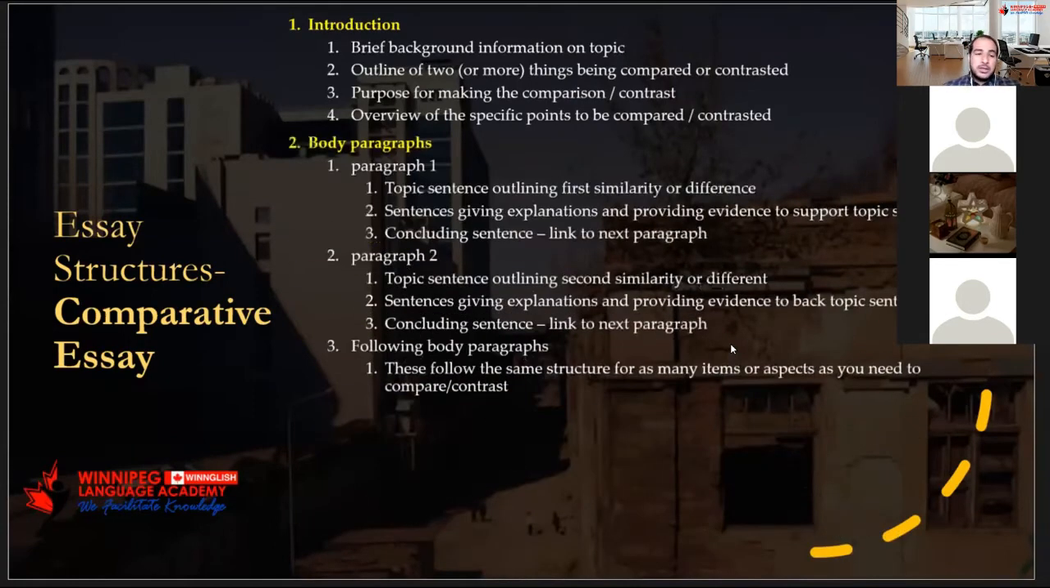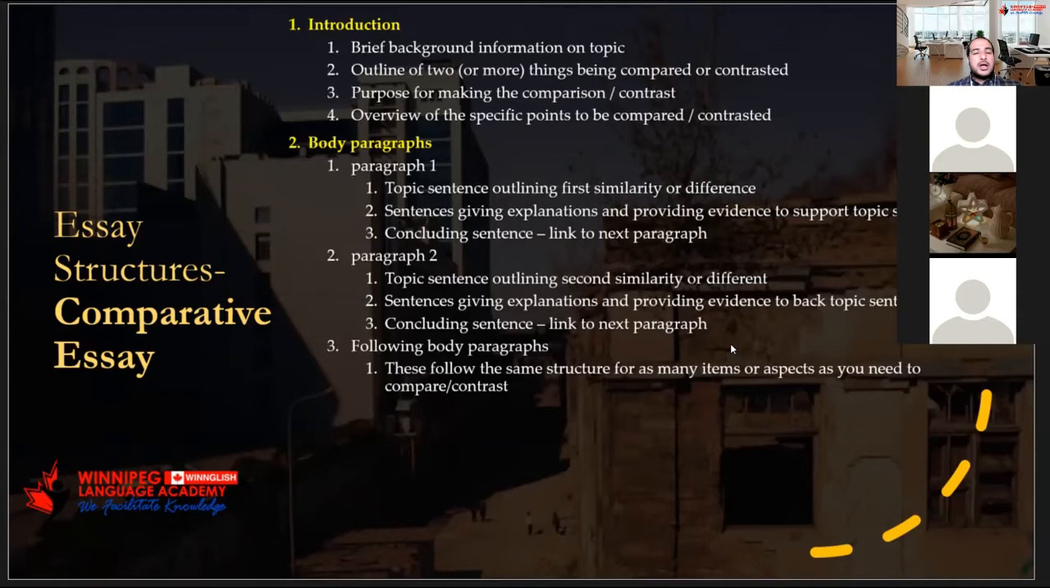Now we go to the body, and we start with paragraph one, and this will also include the topic sentence that outlines the first similarity or difference. Then the second sentence will be a group of sentences giving explanation and providing evidence to support how they are similar or different. If you say, for example, that life in the city is similar to life in the village in the quality of life, okay, this is a statement, this is a topic, this will be a claim. Now you need to support that. You need to give more details on how they are similar. Okay.